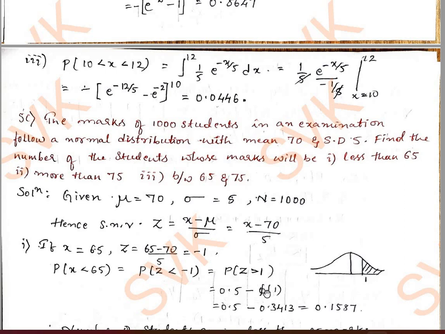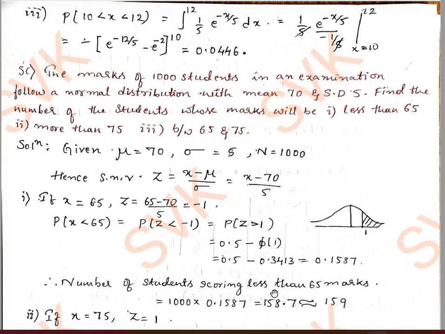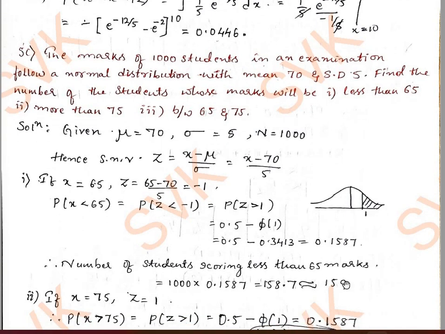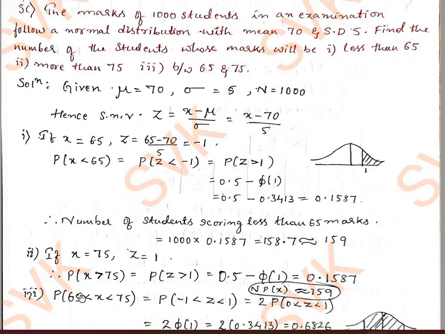In the previous video I have explained how to find the normal distribution value if they have not given the specified value of the normal variate. Therefore the number of students scoring less than 65 marks is 1000 times this value. We are going to get 159. Similarly, if x equal to 75, we are going to get z equal to 1. So probability of x greater than 75 is equal to probability of z greater than 1, which is equal to 0.5 minus phi of 1, which is equal to 0.1587. So multiplying by 1000, we are going to get 159.